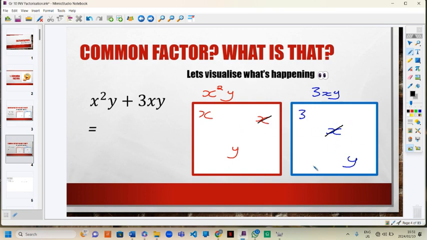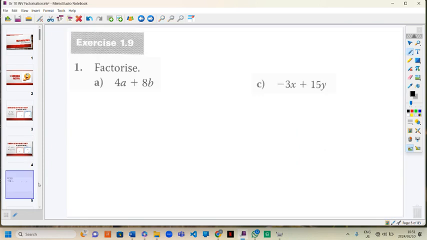Is there anything else that I can take out? Yes, there's a y there and a y there. So what did I take out of both boxes? I took out an x and a y. And what's left here? We've got an x, and over there, a positive 3. Happy? Easy peasy.